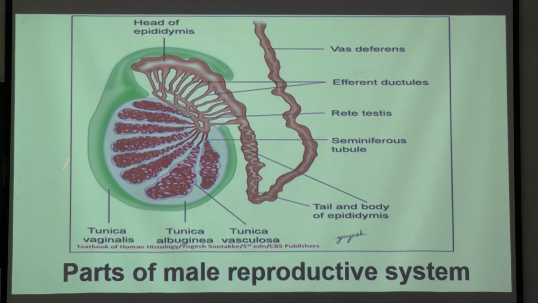This is known as tunica vaginalis. During the descent of the testis, some part of this peritoneal lining comes down with the testis, so this part remains patent. This is known as tunica vaginalis. In hydrocele, there will be fluid collection within this tunica vaginalis.